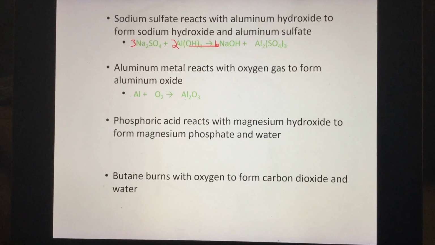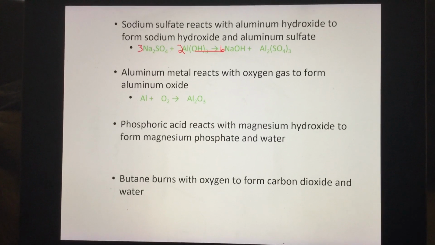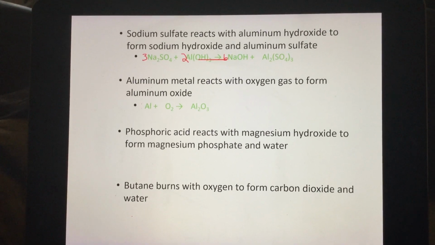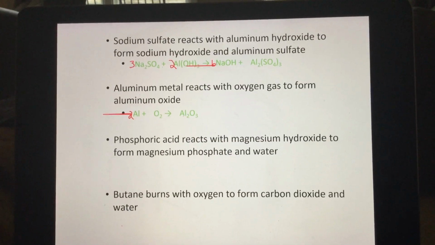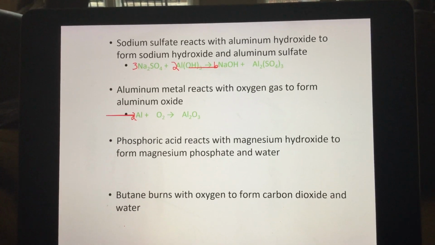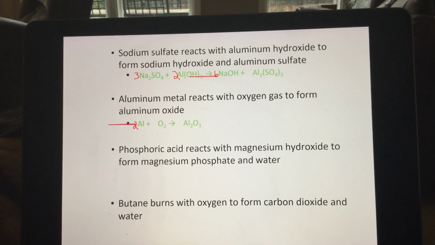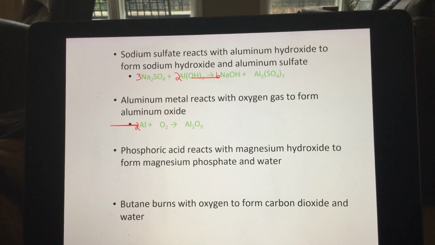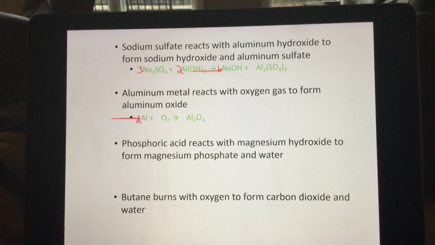So let's try balancing this. Again, we want to balance our metals first, which in this case, all we have is aluminum. So we've got 2 aluminums on our product side, so I put a 2 out front here for 2 aluminums on the reactant side. And then we don't have any polyatomics, we don't have any more metals. The only thing left is oxygen. On the reactant side, we have 2. On our product side, we have 3.